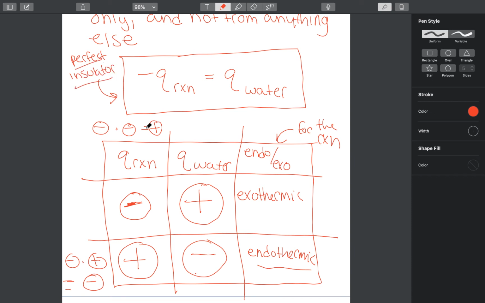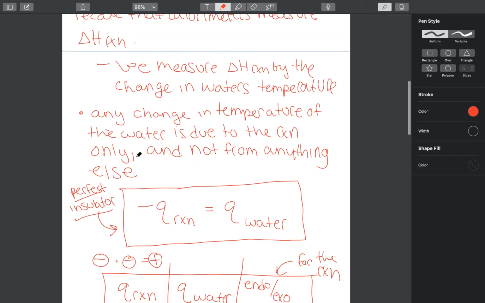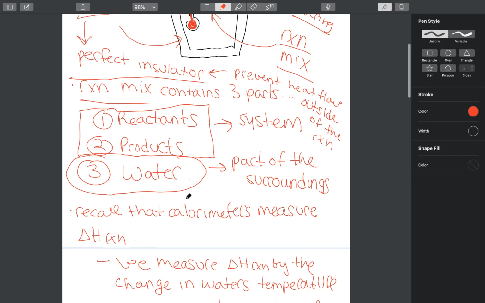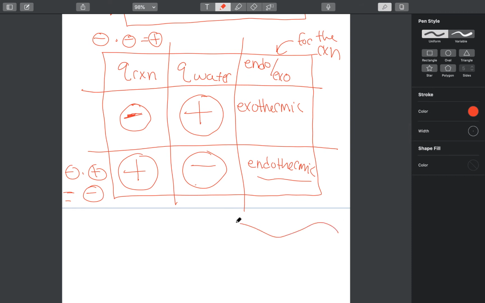So, assuming that the coffee cup is a perfect insulator. Now that we have a general idea of heat flow inside the calorimeter, let's identify the two remaining parts of the calorimeter. This right here, you may have guessed it, is a thermometer, which is used to measure the changes in temperature. And then you'll often have some type of covering on top of it.